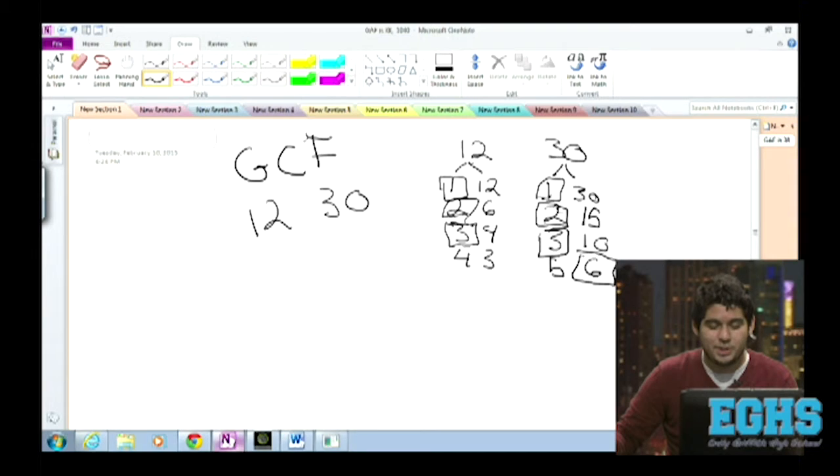And so your only question right now at this point is which one of these is the biggest? And I'm sure all of you out there can figure that out fairly easily. It's going to be 6.